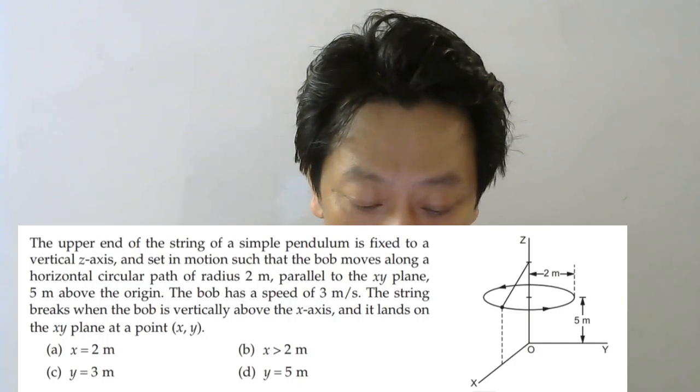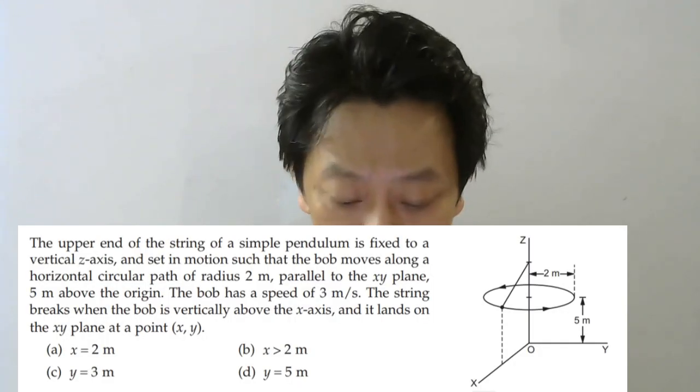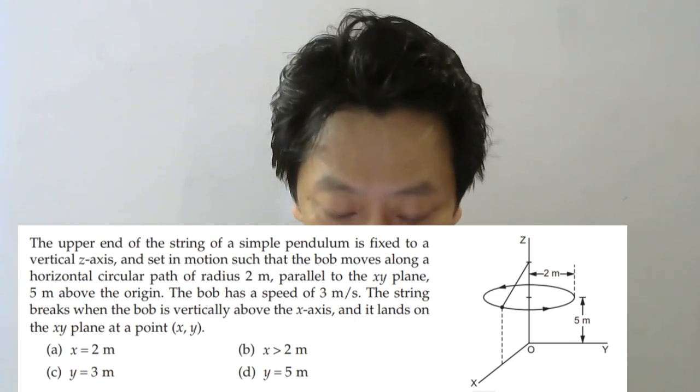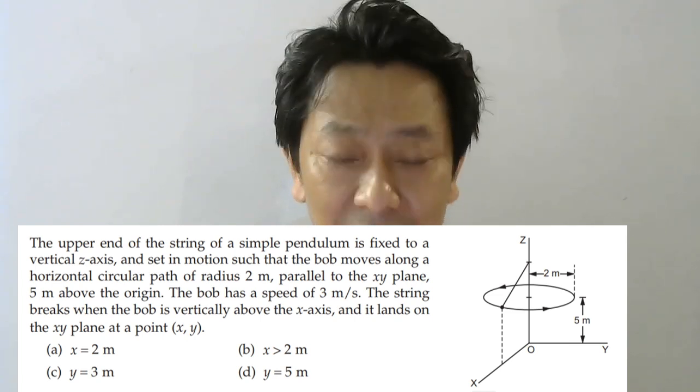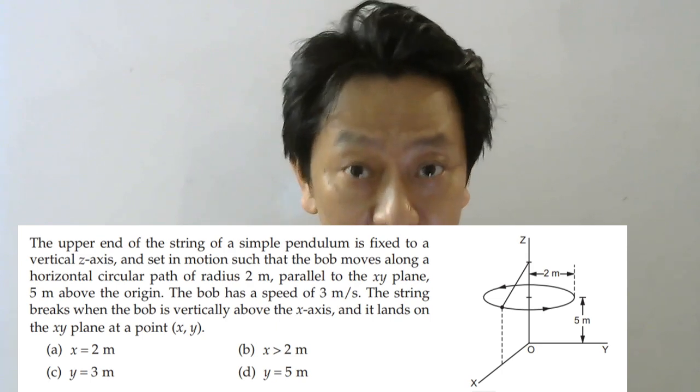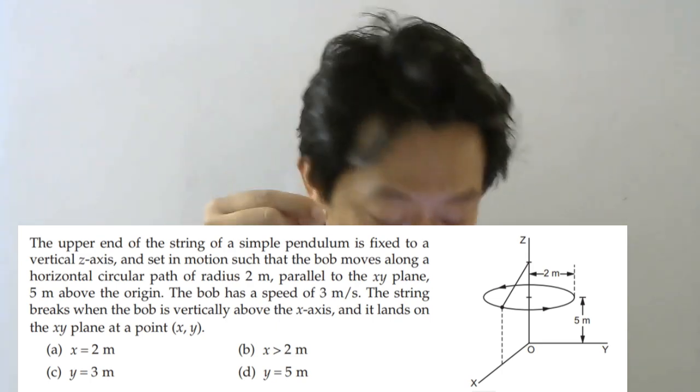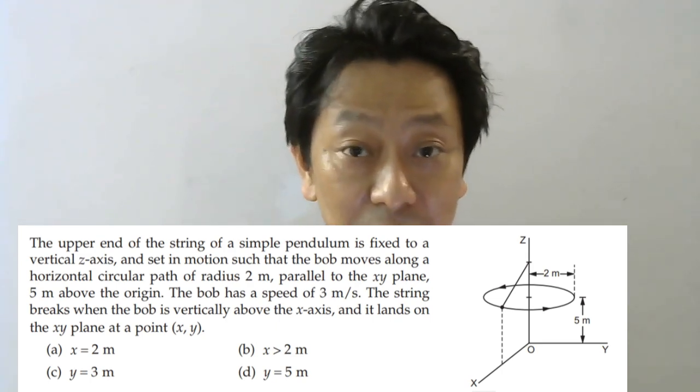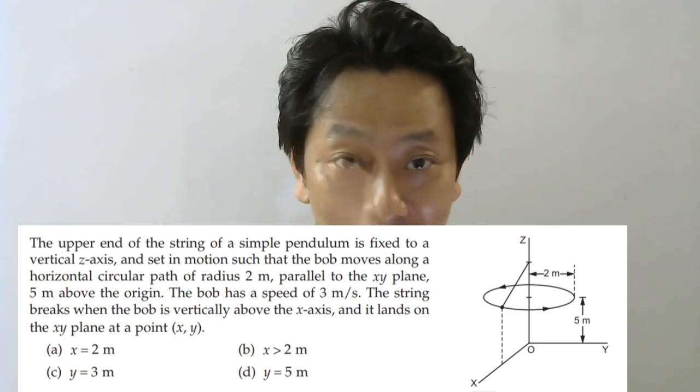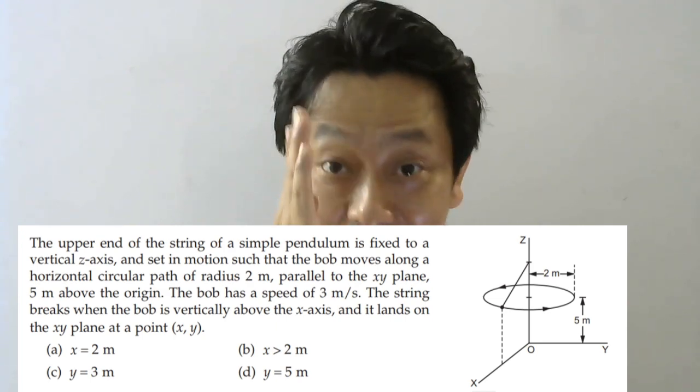Let us see the next question. It says the upper end of the string of a simple pendulum is fixed to a vertical z-axis. So the upper end of a pendulum is fixed on vertical z-axis. So this time the vertical axis is not y-axis, it is z-axis.